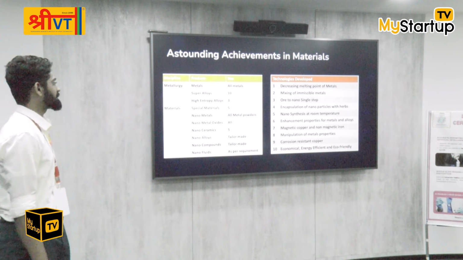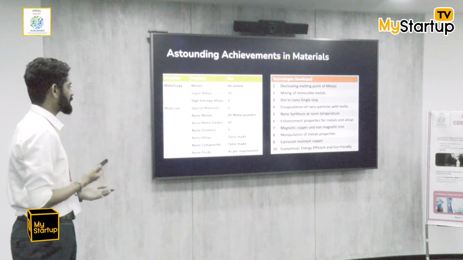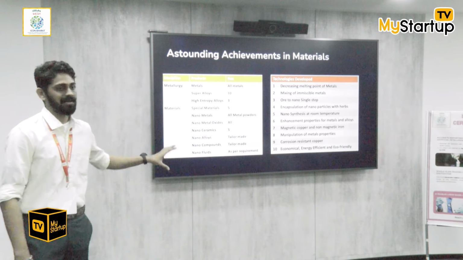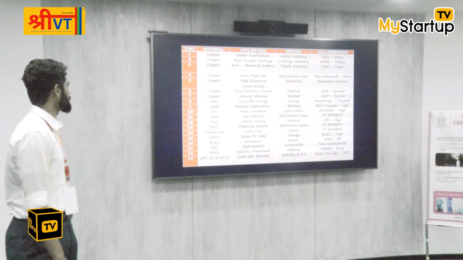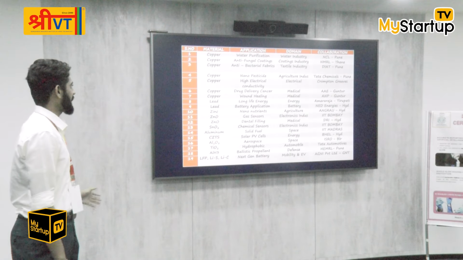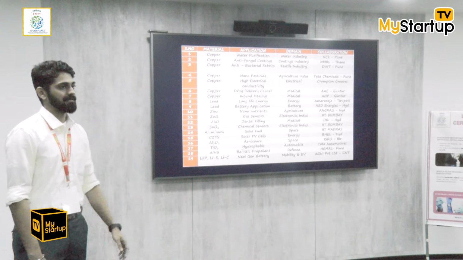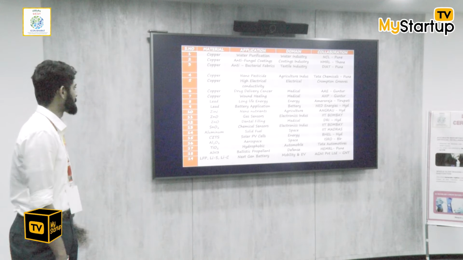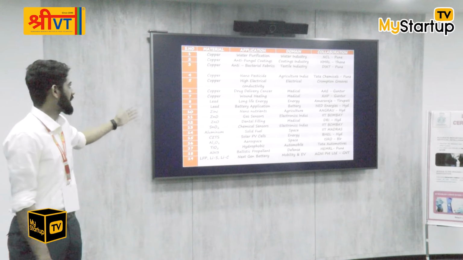So these kinds of developments include magnetic copper, non-magnetic iron, and also corrosion resistant copper. All these are the metal and material aspects of SRIVT that we have developed. And these are all the application based developments that we have done in collaboration with multiple institutes in the past 25 years. We have quite a lot of copper based work because that is how SRIVT started.